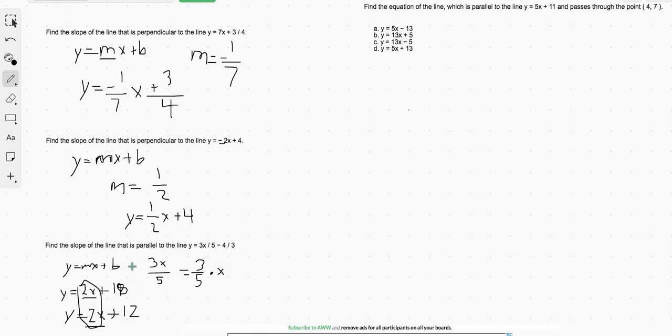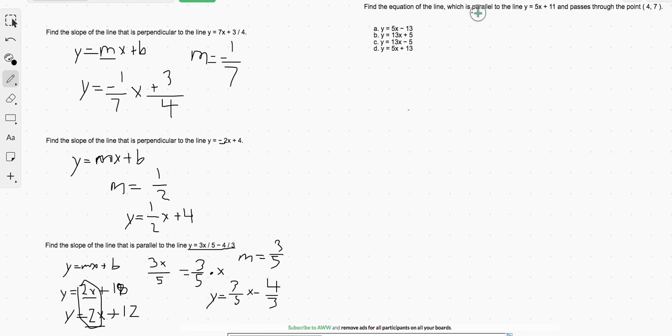So for this here to be parallel, what you have to do is just put 3 over 5. y equals 3 over 5 x minus 4 over 3. That's all you have to do. It's so easy. So the slope equals 3 over 5. Nothing special, just easy. So now we're going on to the next question, which you're going to have to solve. Find the equation of the line which is parallel to the line y equals 5x plus 11 and passes through the point 4 and 7.